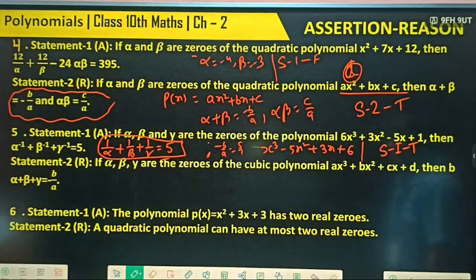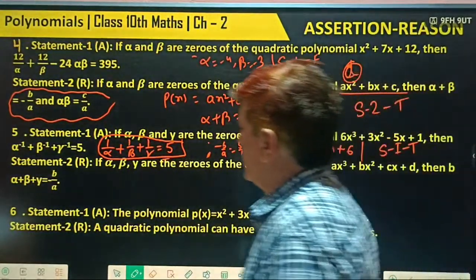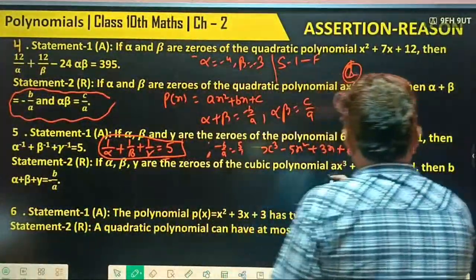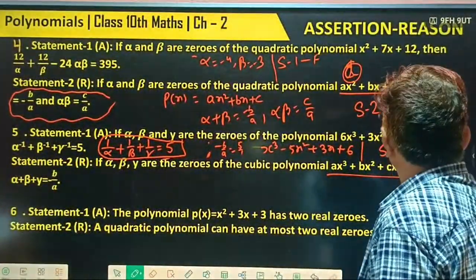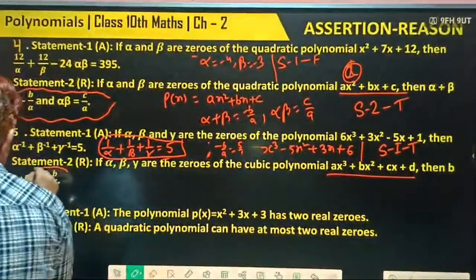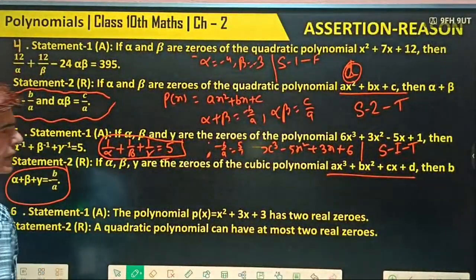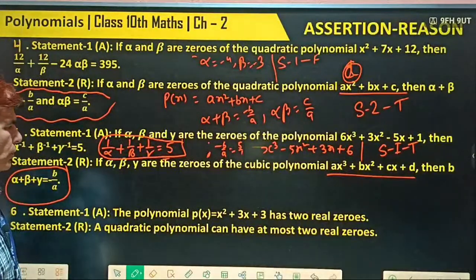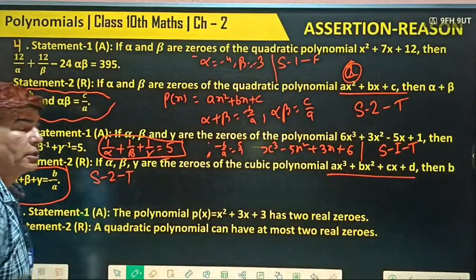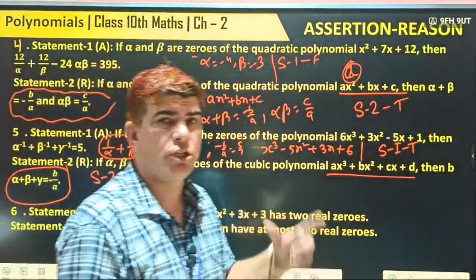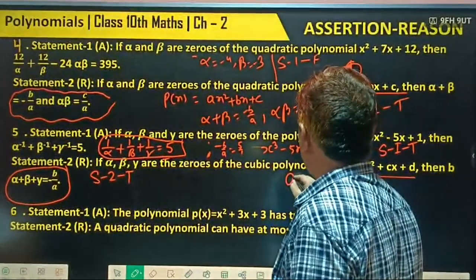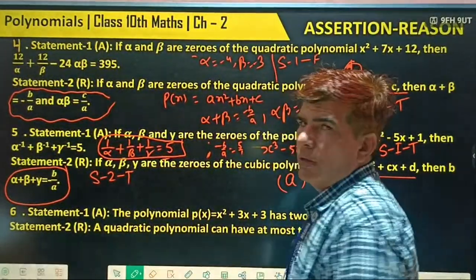Understood? So it says alpha, beta and gamma are the zeros of the cubic polynomial, then their sum of zeros is equal to minus b by a. This is right. So statement 2 is also true, and statement 2 is the correct explanation of statement 1. So what's your answer? A is our answer. Understood?